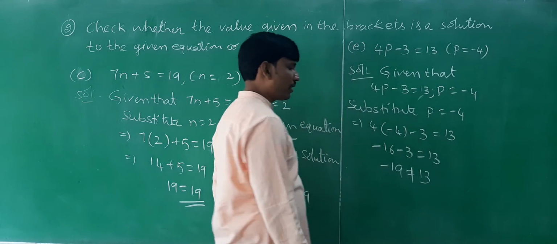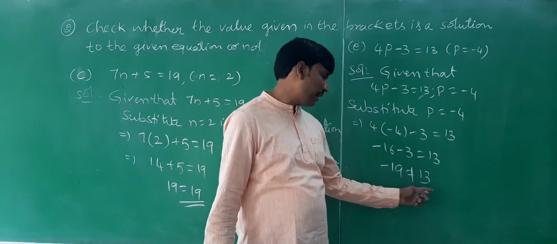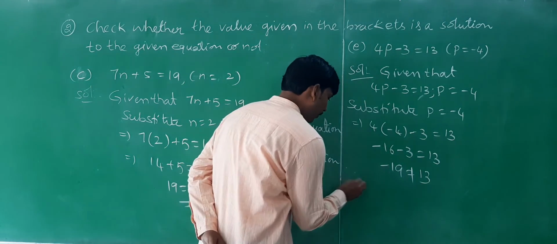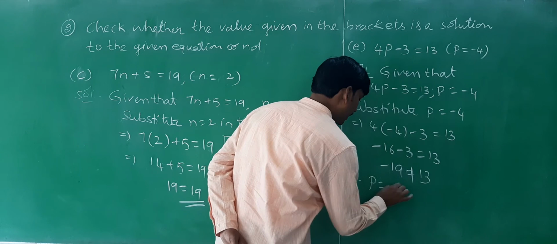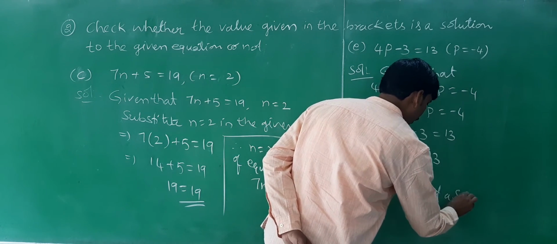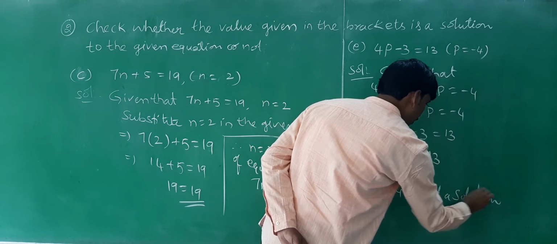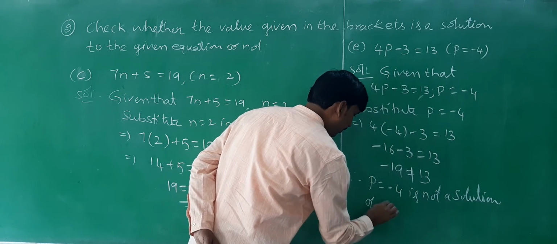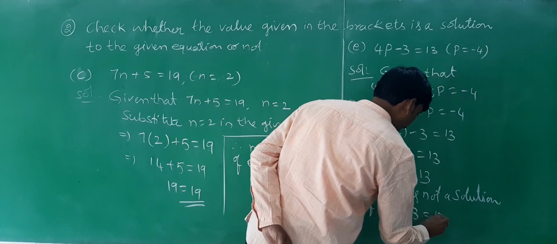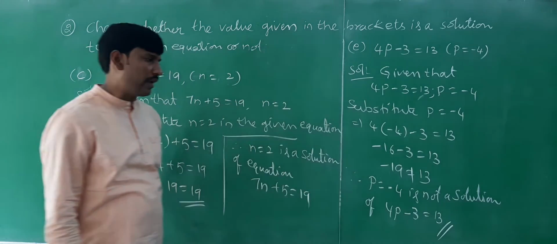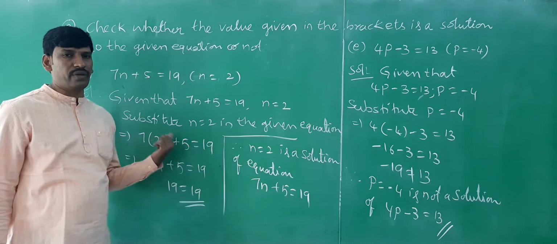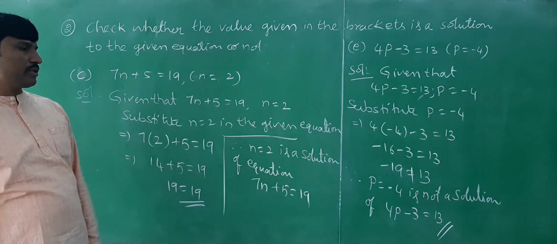See, here one is positive, one is negative, and here it is 19, here it is 13. So here LHS is not equal to RHS. Therefore p is equal to minus 4 is not a solution of the given equation 4p minus 3 is equal to 13. Right, children? This is the way to check whether the given value of a variable is a solution of the given equation or not. Please copy these two.